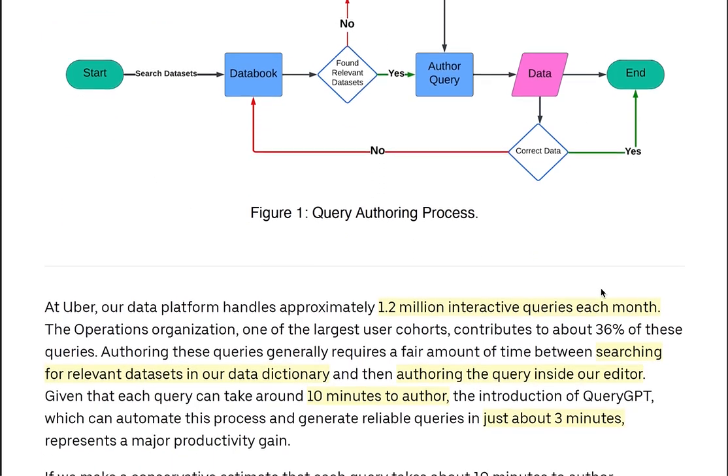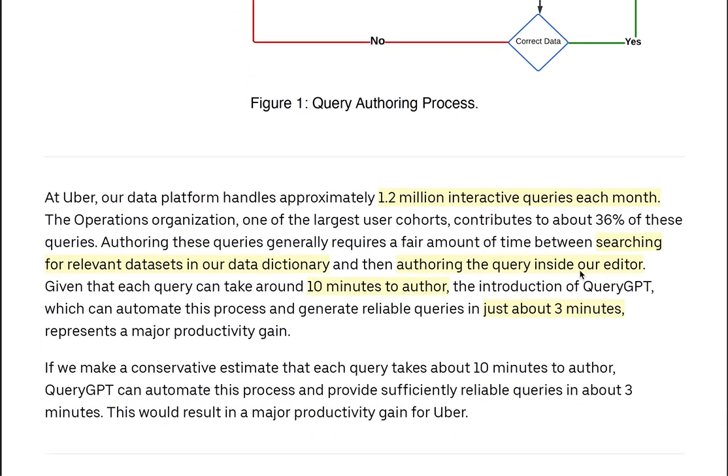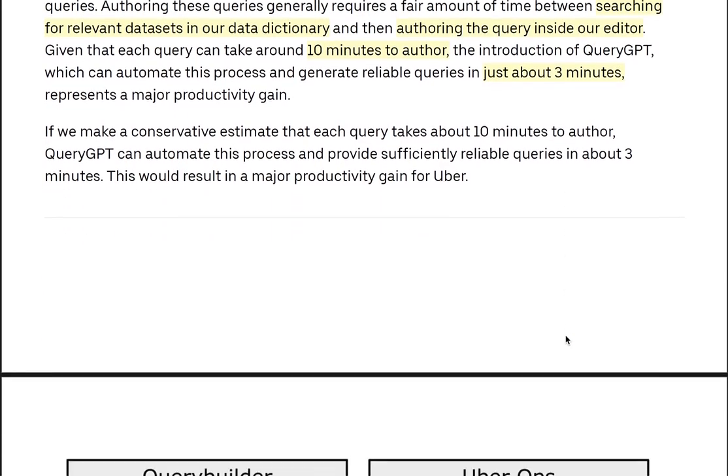At Uber as well, every month millions of queries are being hit, and it becomes a crucial part to make something which helps automate things, exactly how QueryGPT aims at doing. According to the analysis, it normally takes 10 minutes to author the entire SQL query, which QueryGPT aims at bringing down to just 3 minutes. So again, it's a significant boost to productivity.